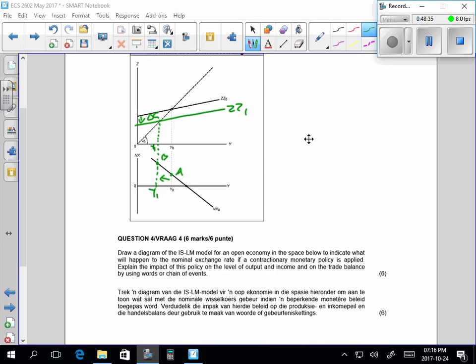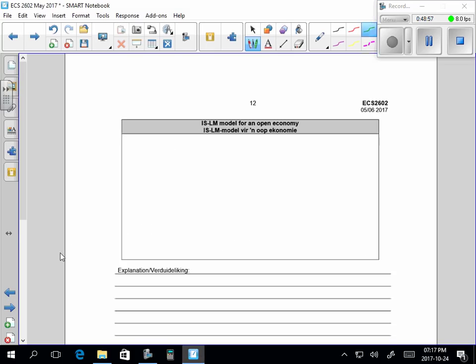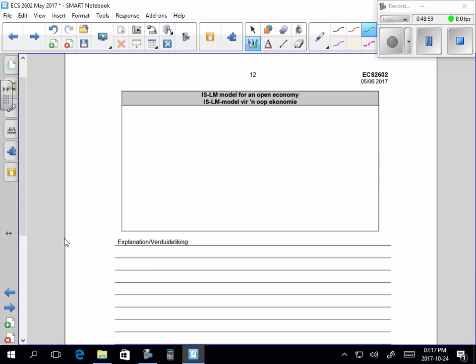Okay, question 4. Draw an ISLM model for an open economy in the space below. Indicate what will happen to the nominal exchange rate if a contractionary monetary policy is applied. Explain the impacts on output and income and on the trade balance using a chain of events. Okay, so the first thing you need to remember is if they ask you to draw an ISLM model for an open economy, you always draw two graphs. You draw the ISLM and then you draw your interest parity relation.